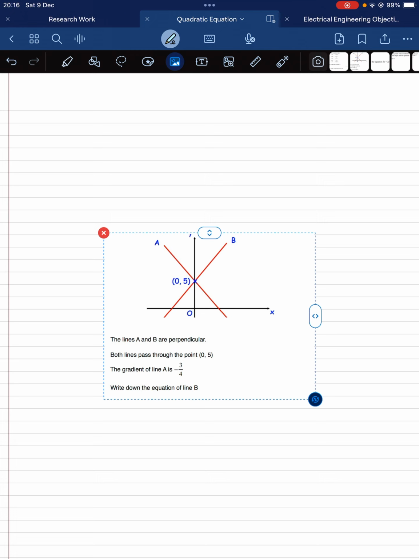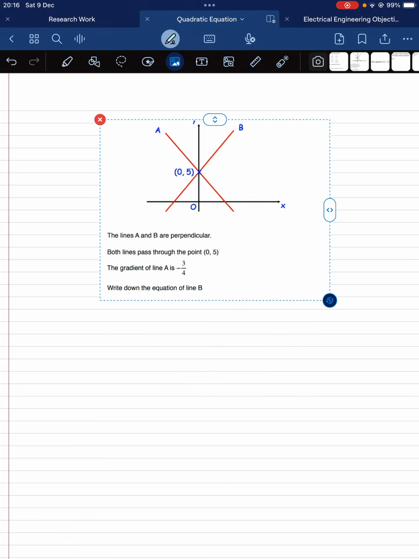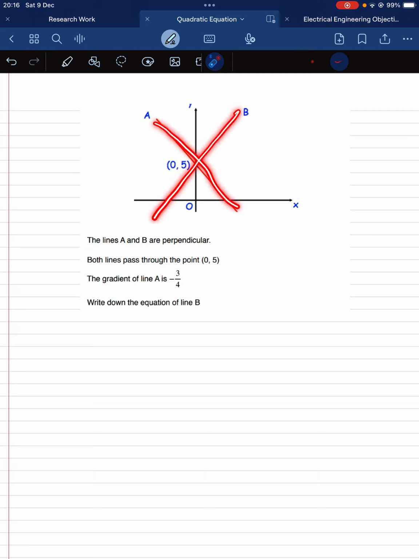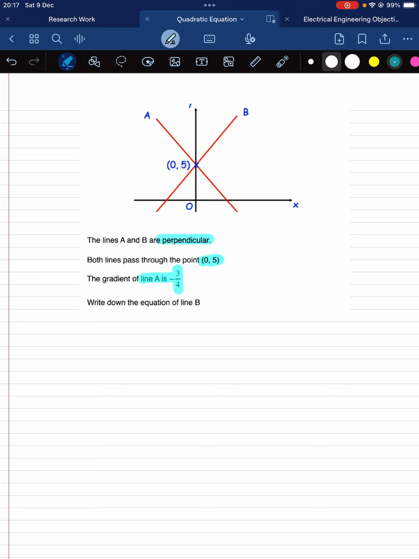let's say we have this question. Okay, the question says that the lines A and B are perpendicular. This line and this line are perpendicular to each other. That is given in the question. Both lines pass through the point 0 comma 5. They are passing through 0 comma 5. The gradient of line A is minus 3 by 4. Write down the equation of line B.